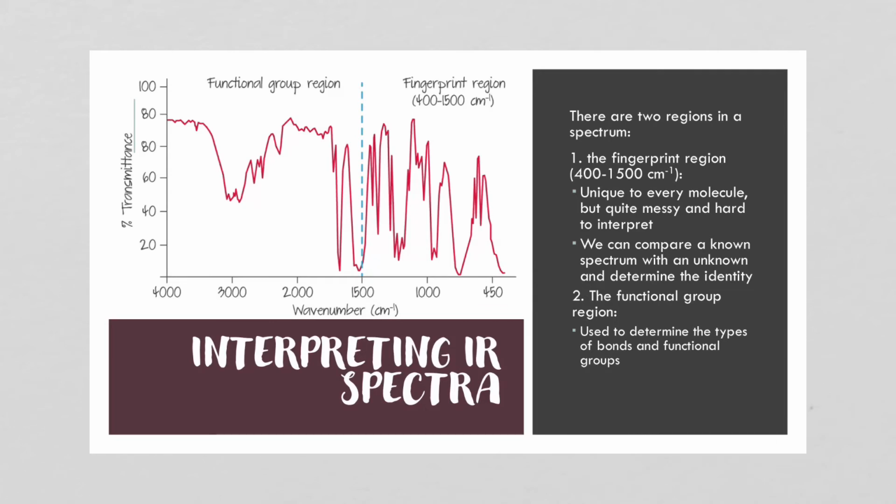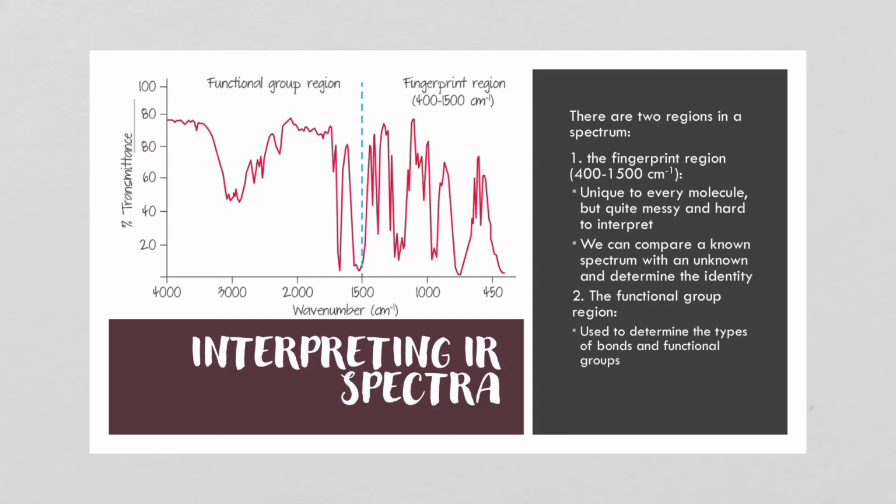So this is an example of an infrared spectrum. There are two regions in a spectrum. The first part, the part that runs from 450 to 1500 cm^-1, is called the fingerprint section. That's unique to every molecule, but it's very messy and kind of hard to interpret because it's all jumbled together. So if we had a known spectrum and we compared it with an unknown spectrum, we could line it up just like with a fingerprint and realize, okay, this is the same thing, so it's this compound.